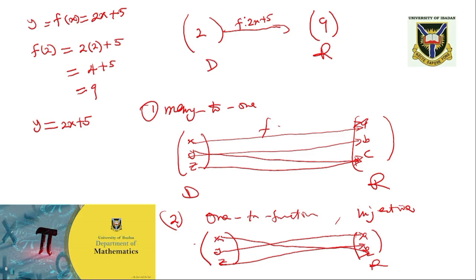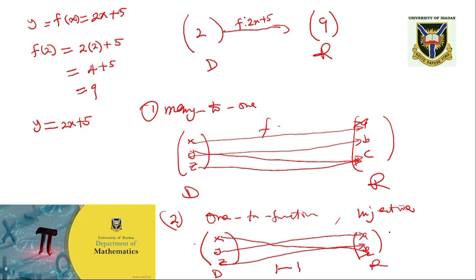Look at this function. x takes to c, y takes to a, and then z takes to b. So each unique member of the domain is taken to a unique member of the range. So there's no two members that are taken to one member here, or there is no single member that is taken to two members in the range. So this is a one-to-one function. It can be written as one-to-one. This is also called the injective function.